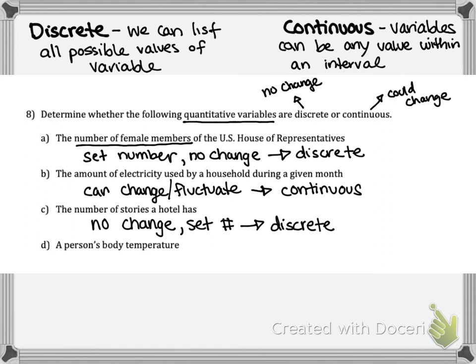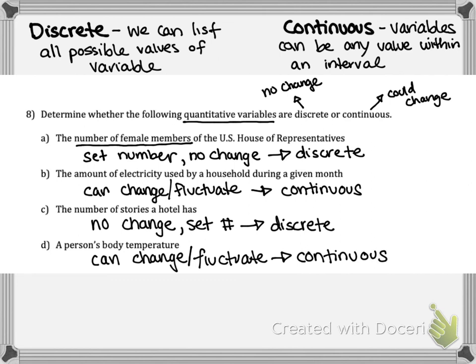Okay, final question. D: a person's body temperature. Is this a set value, or is it possible that someone's body temperature fluctuates over time? And the answer here is that this can change or fluctuate, and therefore we would consider this to be our other continuous variable. There are more examples like these 4 on the take-home quiz that's due next week.